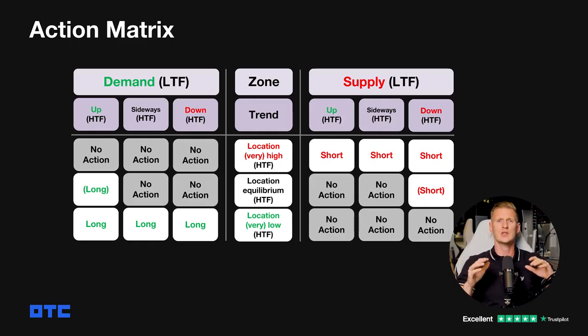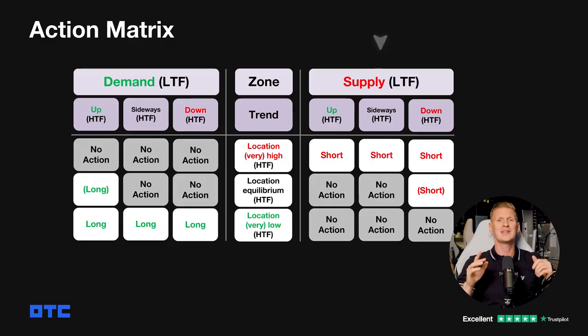Medium scenario. Trading demand in a sideways trend offers moderate profitability and probability. It's not as favorable as trading with the trend, but can still present viable opportunities. Worst case scenario, trading demand in the context of a downtrend represents the lowest profit margin and lowest probability of success. This counter-trend trade should generally be avoided unless there's a compelling reason to take the risk.